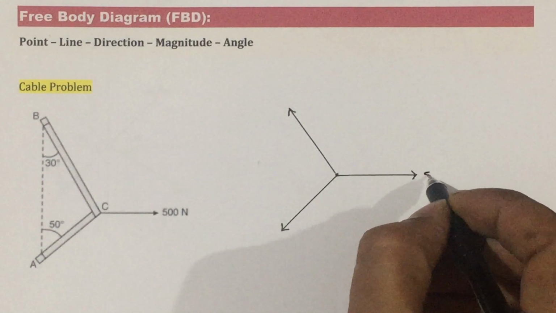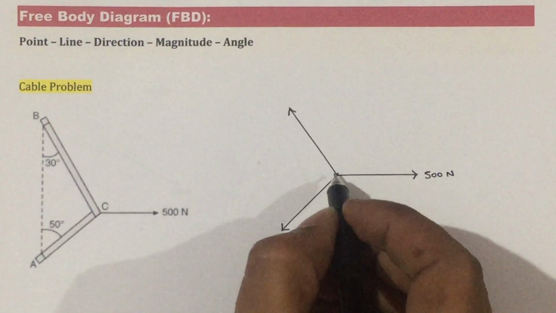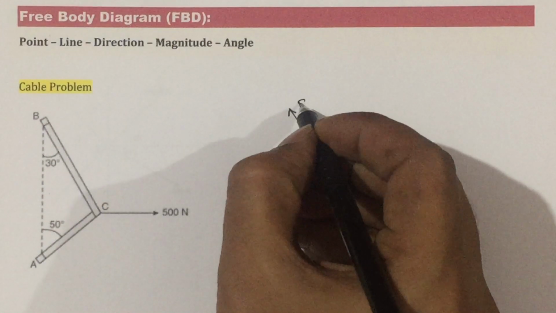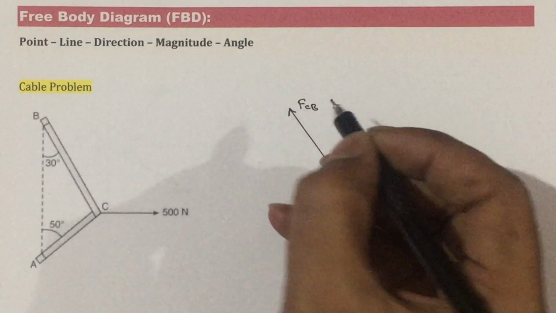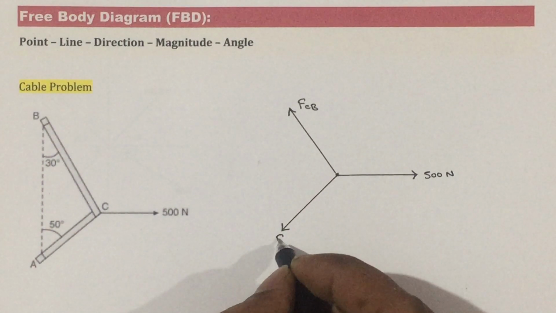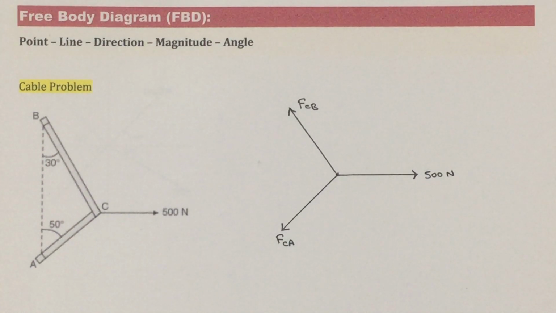Point, line, direction is over, then the magnitude. This line is 500 Newton. Then this line is the CB line, so force in the member CB. Then this line is CA, that is force in the member CA. Point, line, direction and magnitude is over.